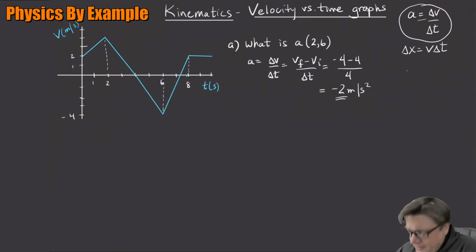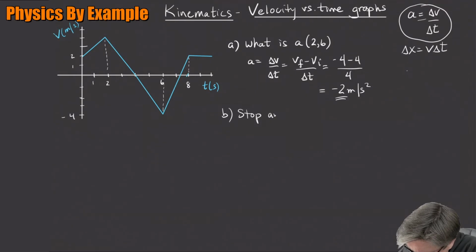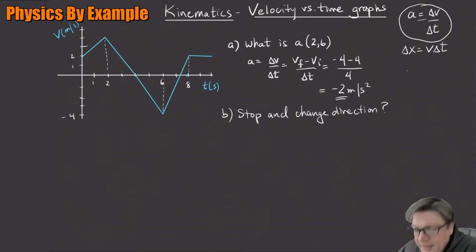Another thing that we can answer is: did the particle stop and change direction? You have to be careful because this is a plot of velocity. You might think that where it's horizontal, the thing is stopped, but that's not true. Where it's horizontal, like here at the end between 8 and 10, the velocity is constant. That's where it keeps going at the same speed.